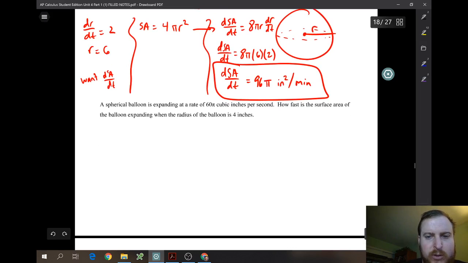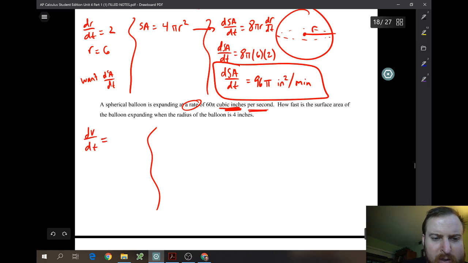Okay, a spherical balloon, same concept, is expanding at a rate of 60 cubic inches per second. So when we see the word cubic, we want to immediately think volume. And the per second and the word rate tells us that it was a dV/dt. Now, is it going up or is it going down? It says it's expanding, so it's going to be positive.